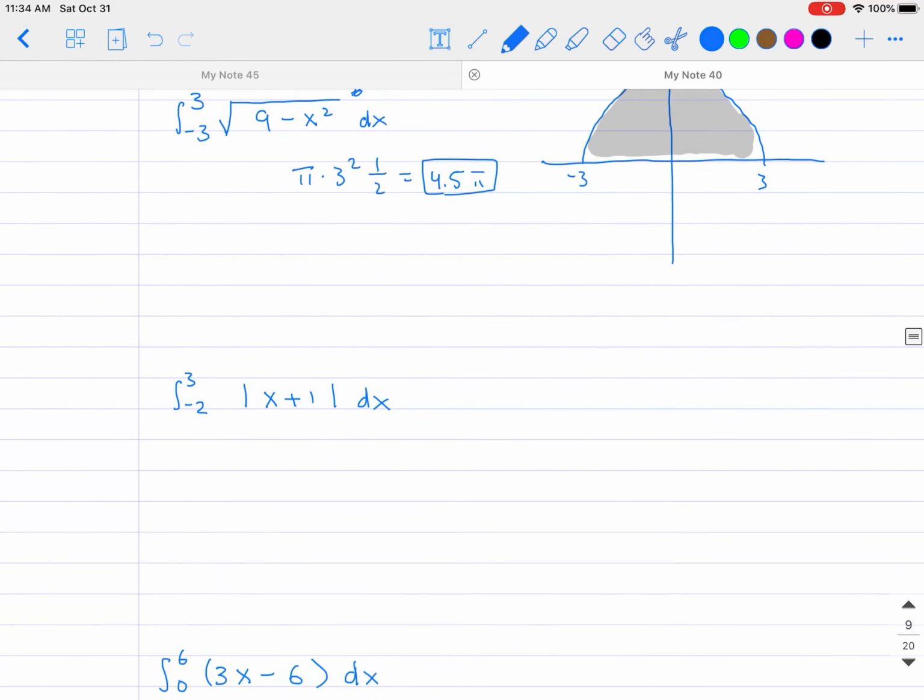Okay, so for some of these, if you don't know how to solve for the integral, the best way is to look at it geometrically, especially if it's an equation that looks really funky.